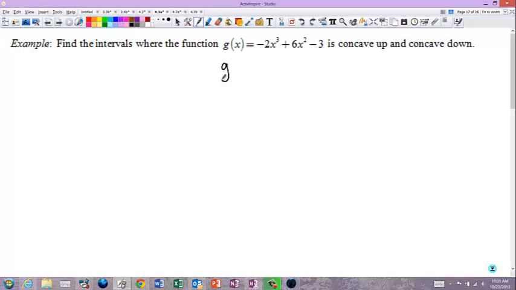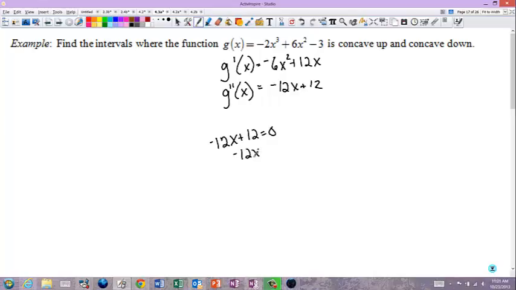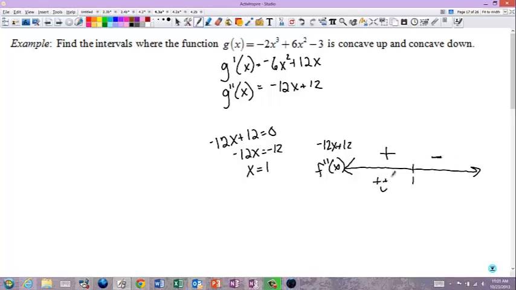Well, you take a derivative, you get negative 2 times 3 is negative 6, x squared plus 12x. And then you take the second derivative, because concavity comes from the second derivative, and you get negative 12x plus 12. I'm going to set that equal to 0. So negative 12x equals negative 12, x equals 1. I'm going to do a sign graph of my second derivative. So negative 12x plus 12. Because it's negative, it's going to go plus, minus. And it's concave up, concave down.